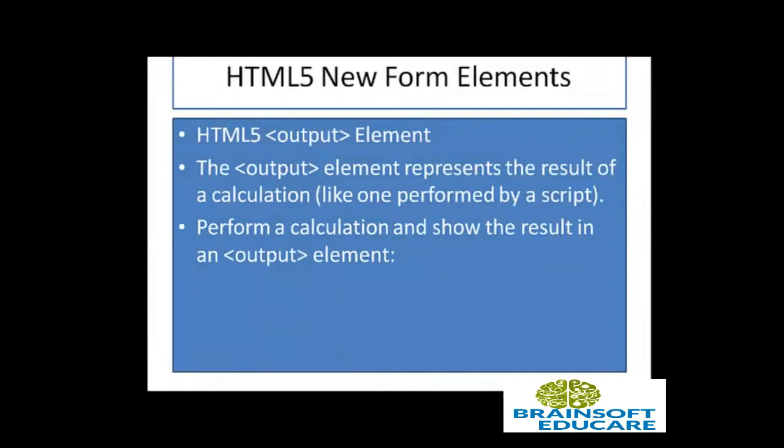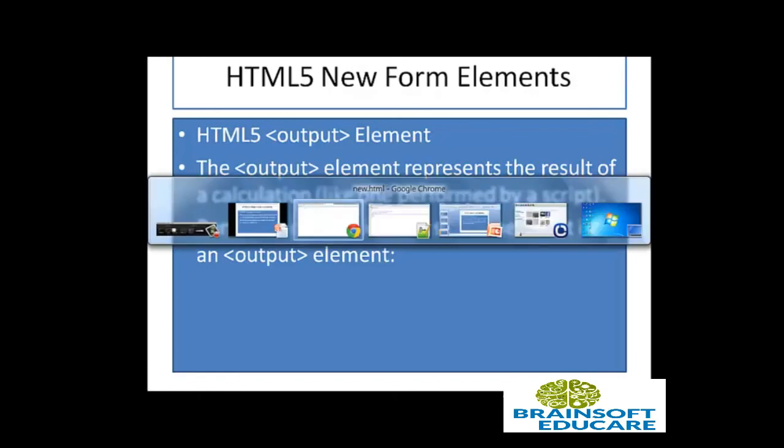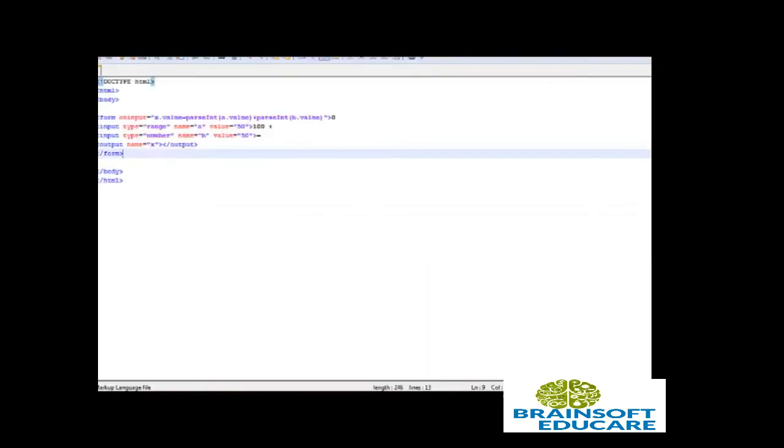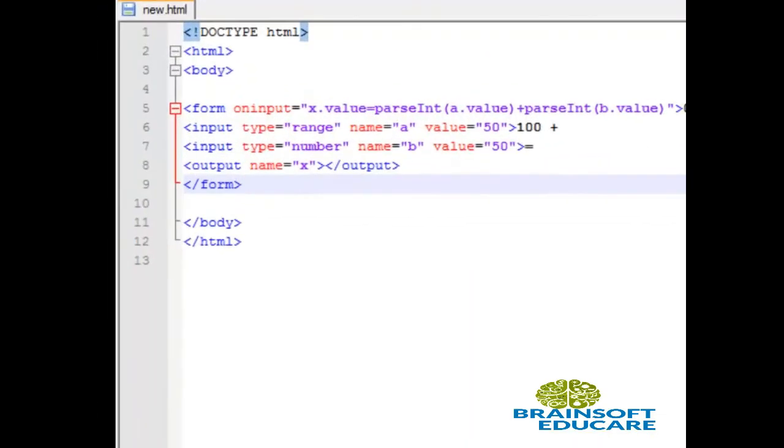Next is the output element. The output element represents the result of a calculation, like one performed by a script, namely JavaScript. It performs a calculation and shows the result in an output element. Here is the coding for the output tag.